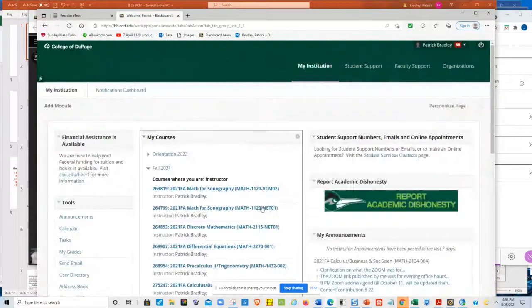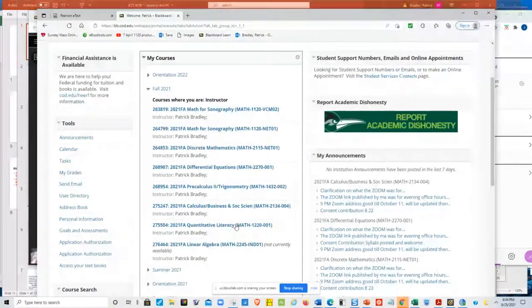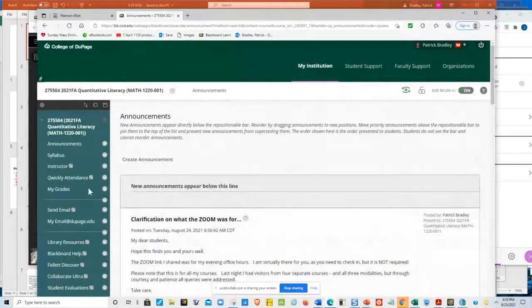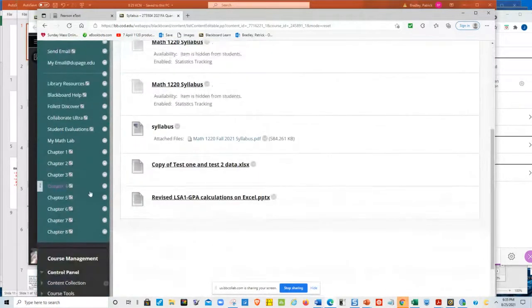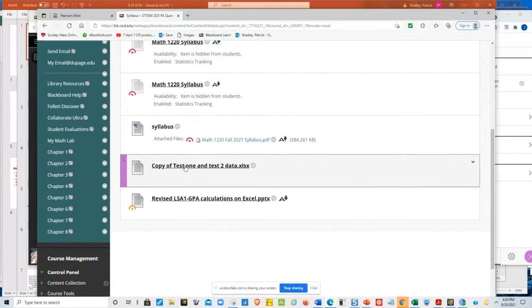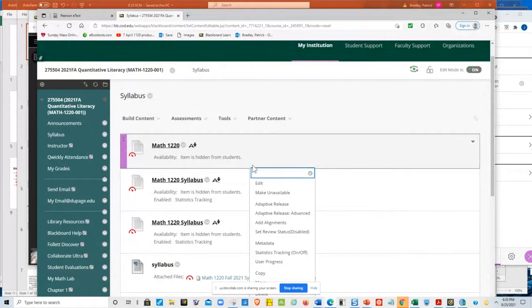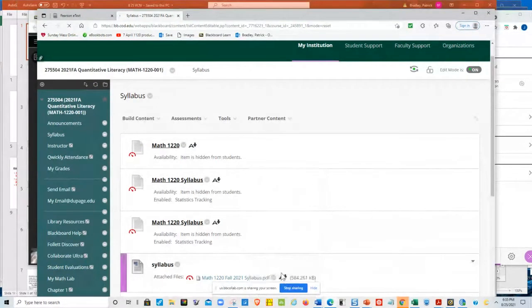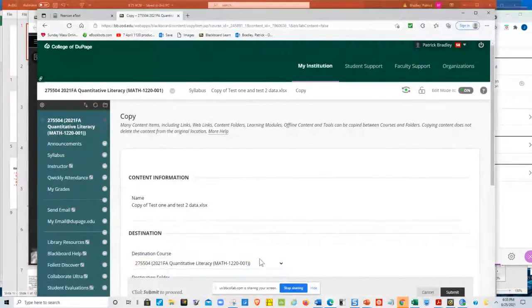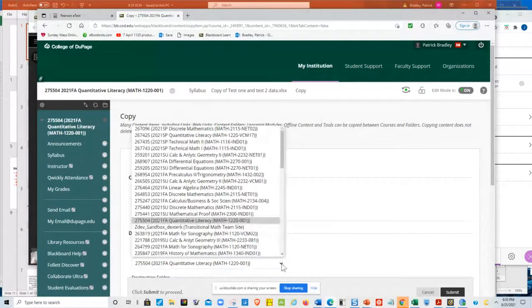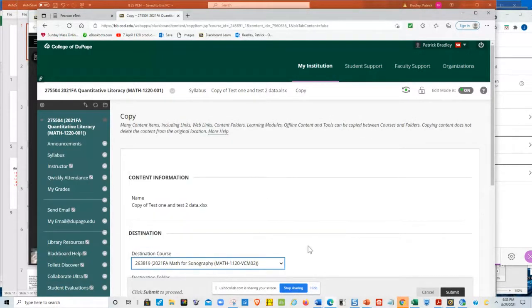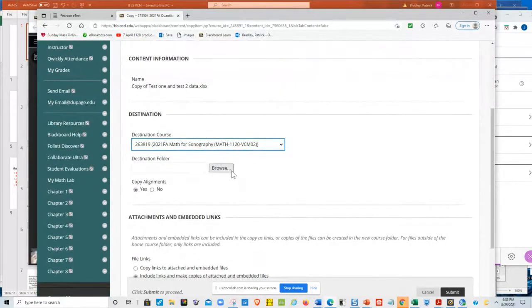Bear with me, guys. We're almost there. Okay. I did put it in this class that I'm teaching, and I'm looking in the syllabus tab. Okay, and so what I'm going to do is copy test 1 and test 2 data, and I'm going to be copying it to our course. This is VCM Fall 20, it's VCM 02. So I'm copying it there, and I am going to put this in the syllabus folder.